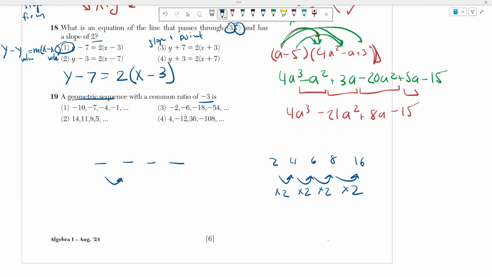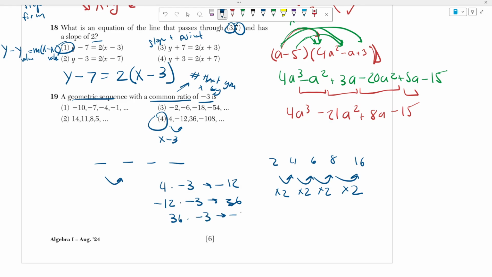And what makes it a sequence is that to get to the next number, you follow the same rule all the time. So in this case, that rule is called the common ratio. That's the number that you multiply by. So in this case, the common ratio is negative 3. To get to the next number, you have to multiply by negative 3. The only sequence that follows this rule is going to be choice 4, right? In this case, 4 times negative 3 is equal to negative 12. Negative 12 times negative 3 is equal to 36. And 36 times negative 3 is equal to negative 108.